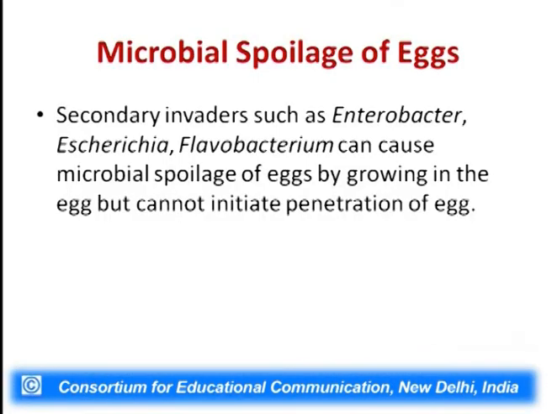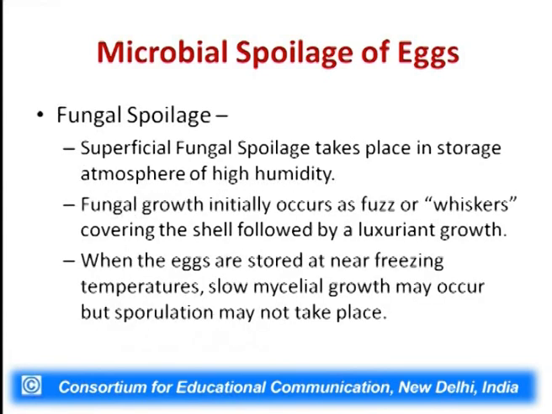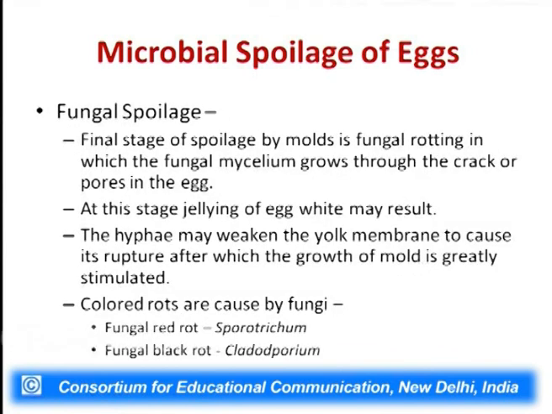Secondary invaders are also present which cause spoilage of eggs. Fungal spoilage of eggs includes spoilage caused by Penicillium, Cladosporium and Sporotrichum. Pin spot colonies are formed in this kind of spoilage. Superficial fungal spoilage also takes place, and it is supported by formation of whiskers and then luxuriant growth on the surface of the egg, and this leads to spoilage of the egg.